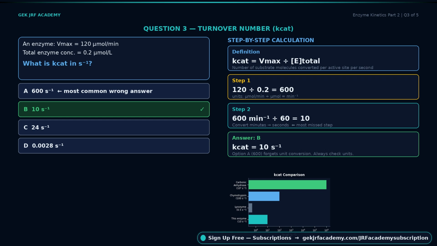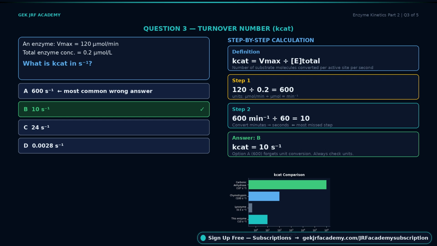0.0028 per second. Step 1. The definition. Kcat equals Vmax divided by the total enzyme concentration. Step 2. Calculate. 120 divided by 0.2 equals 600 per minute. Step 3. Unit conversion. 600 per minute divided by 60 seconds per minute equals 10 per second.